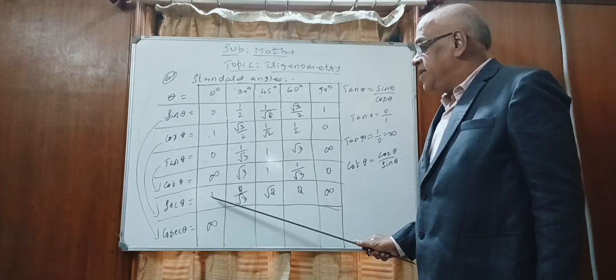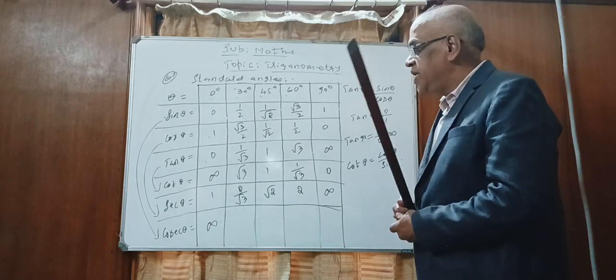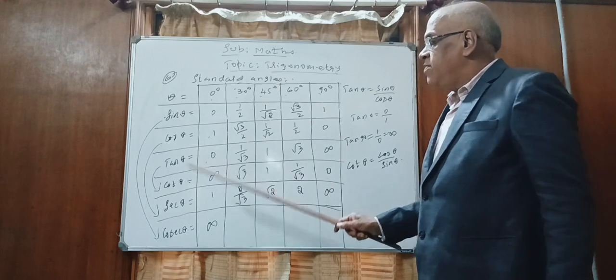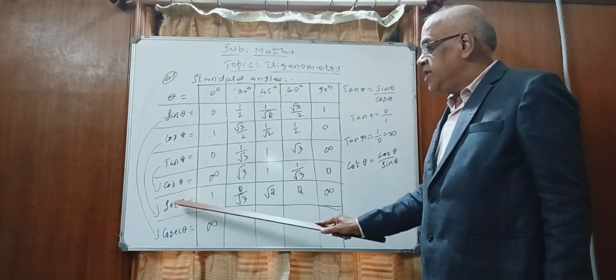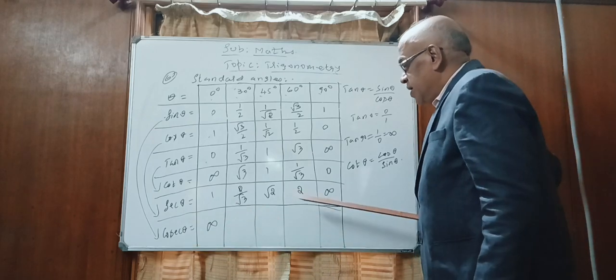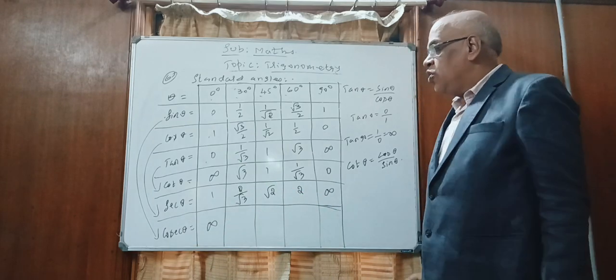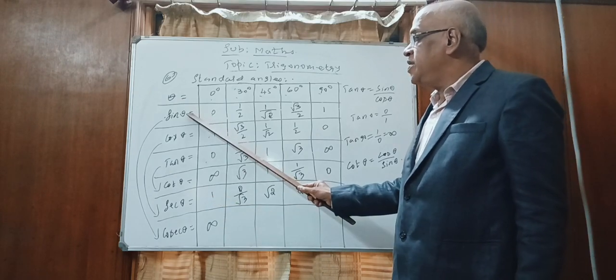Come back again. Sec, reciprocal of cos. Reciprocal of cos is sec. Similarly, reciprocal of sin is what? Cosec. These two are complementary angles. Or you can come in the reverse direction. Co-ratios.